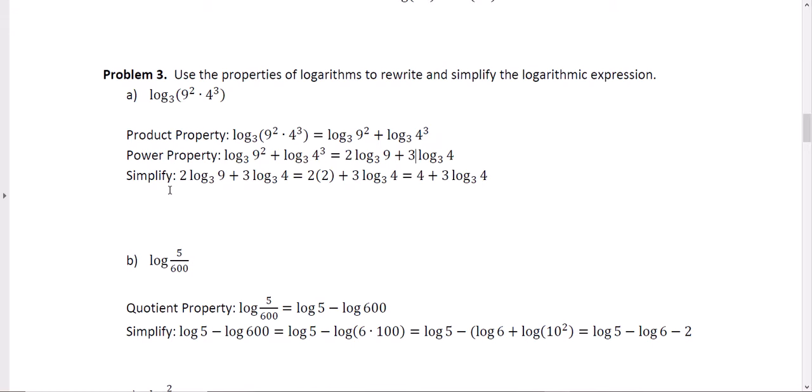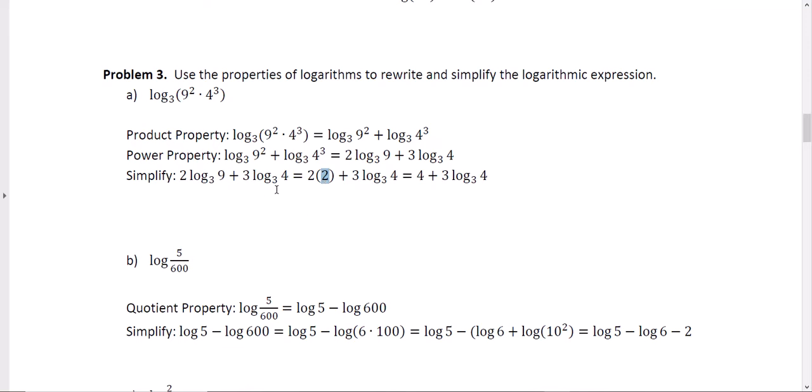So now we can simplify. We take 2 log base 3 of 9. Keep in mind that a log is just an exponent. So what power do I put on 3 in order to get 9? That's the second power, right? 3 squared equals 9. So I can keep my 2 coefficient. I can simplify log base 3 of 9 and rewrite it as 2.